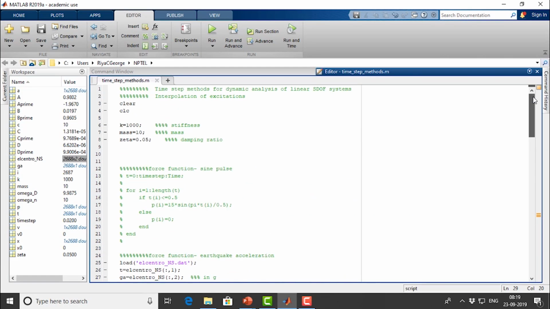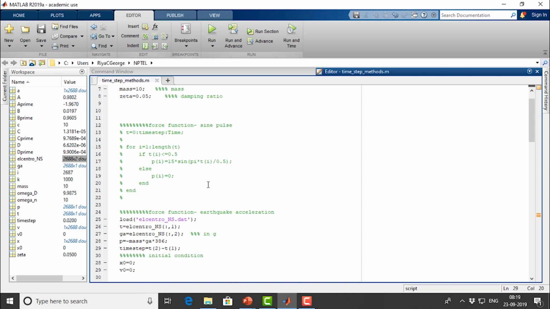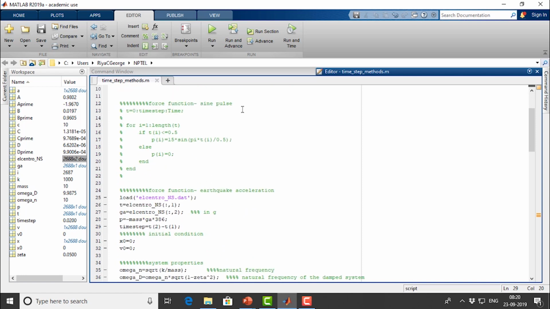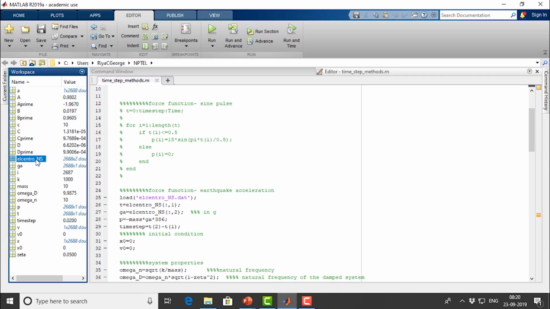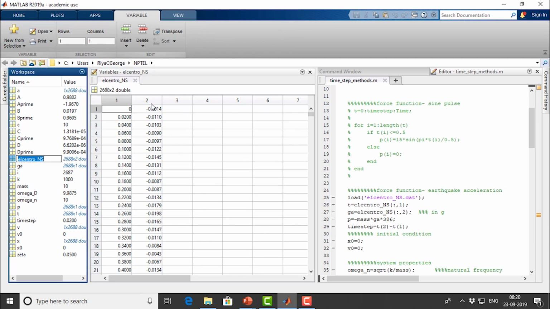So this is the same code. Here we will change the forcing function. Instead of a sine wave pulse, we will use an earthquake acceleration. I'm reading it from this file, so I can get the time and the acceleration in g. If I read this value, I will get it like time versus acceleration. So I will get the data as a table.